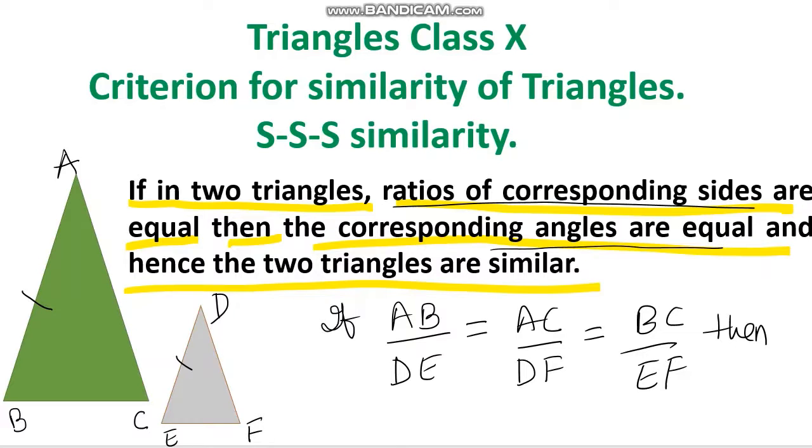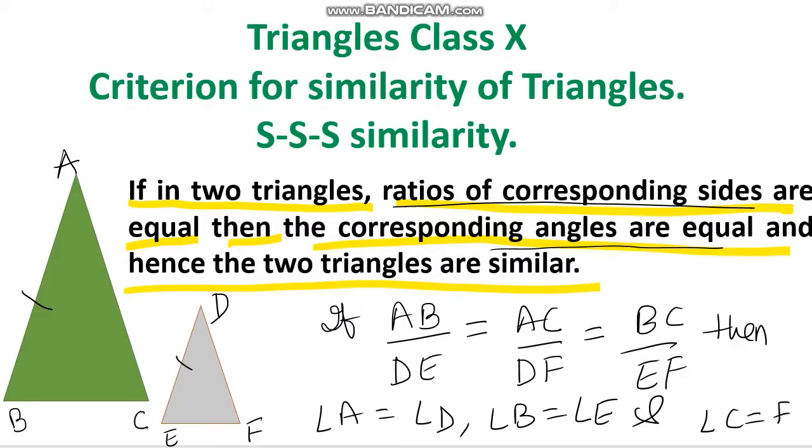Then you have to show that angle A equal to angle D, angle B equal to angle E, and angle C equal to angle F. This is what this particular similarity criteria speaks about.